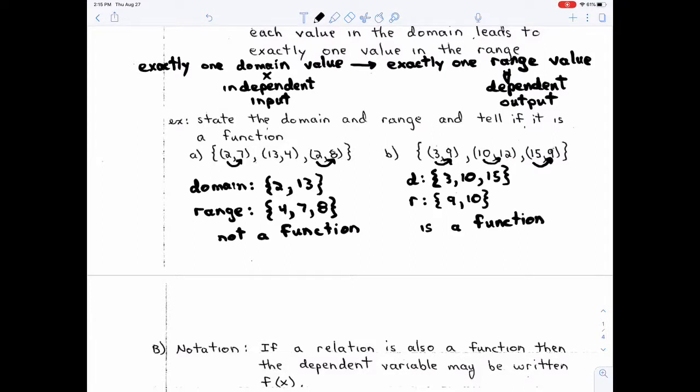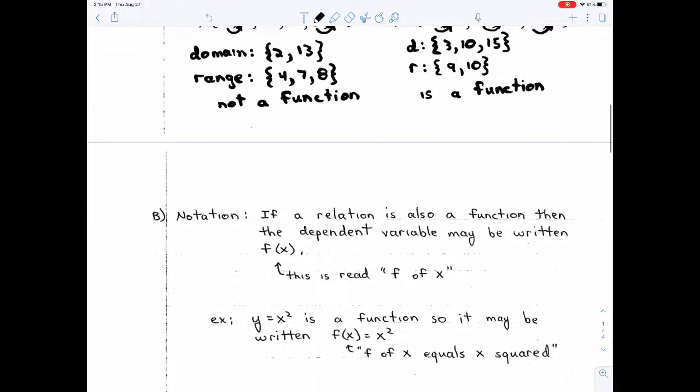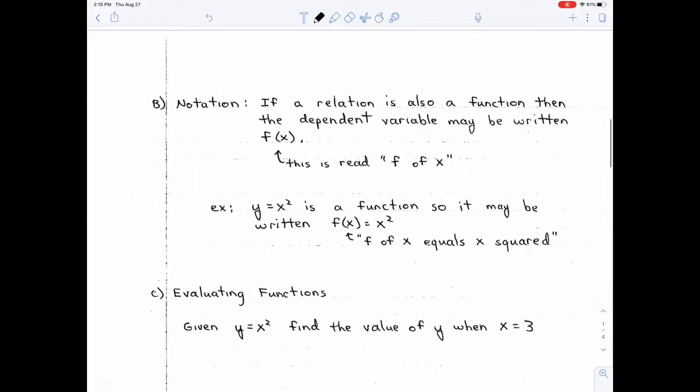Now, I'm just going to leave it with XY pairs for right now. The next thing I'm going to tell you is just notation. It doesn't tell you how to do anything. It's just a matter of how to read something. If a relation is also a function, then the dependent variable, in other words y, may be written f of x. It's not f times x, it's read f of x. That's the way you should read it. And by the way, does it have to be an f? No. It can be g of x, it can be h of x, whatever.